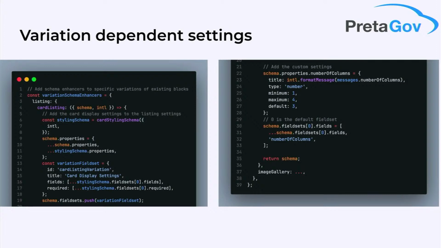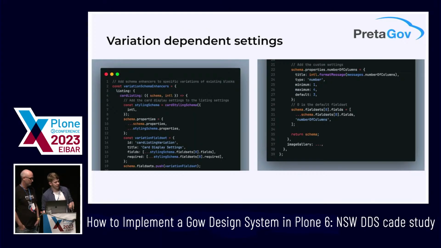So anyway, variations, fields, that kind of thing, Volto's bread and butter. Here we've got an object in objects where the key ID is the ID for the block and the variation ID is nested within that. In this example, we've got a listing block and the car listing is a variation here.